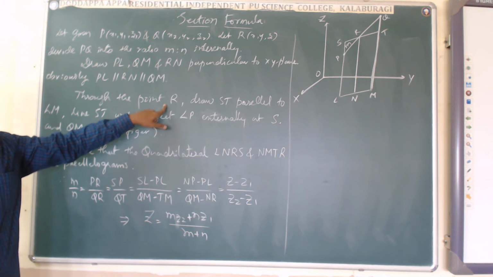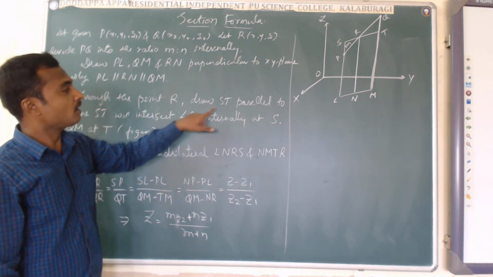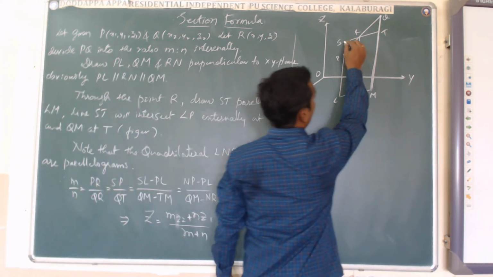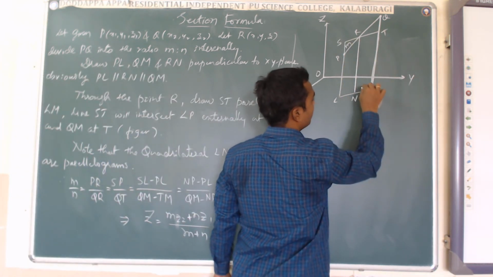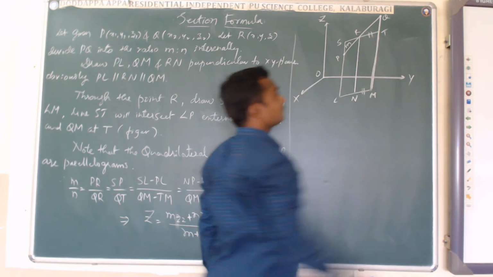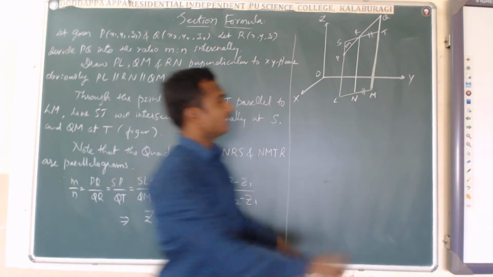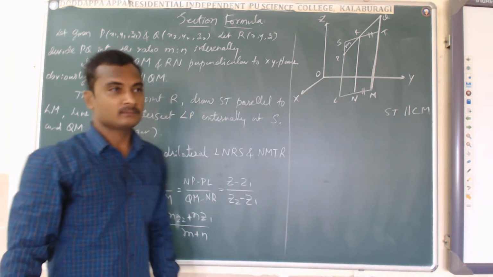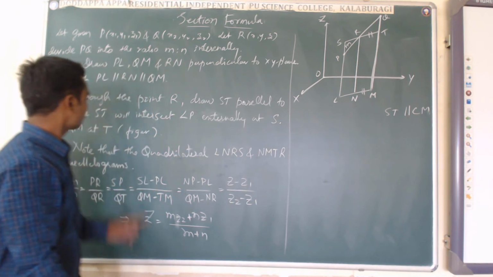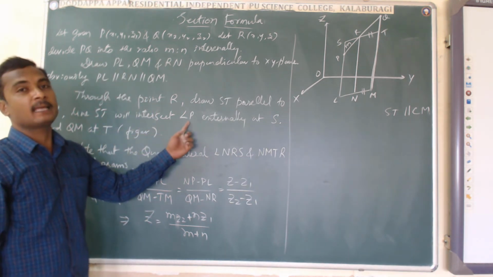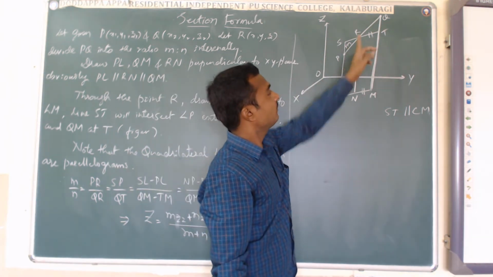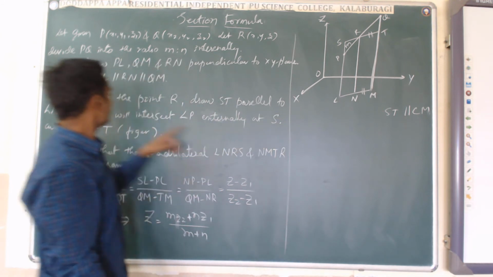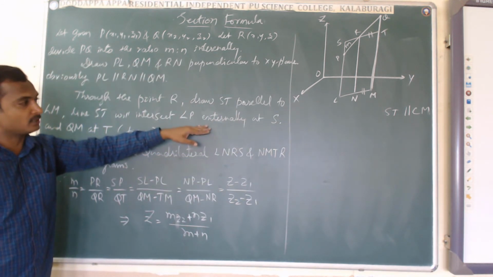Through the point R, draw ST parallel to LM. So we have drawn the line ST parallel to the line LM. It means these two lines are parallel. The line ST will intersect the line LP externally at the point S.